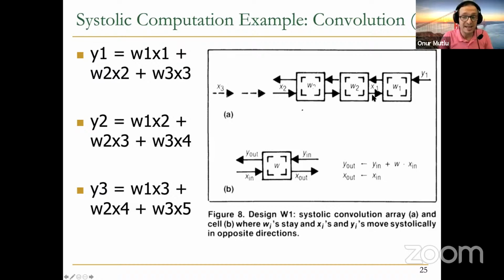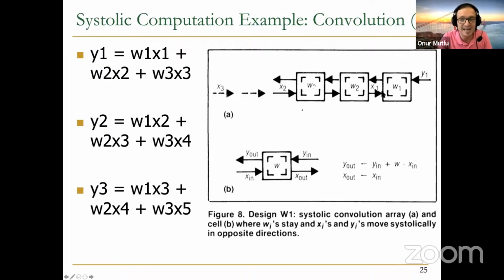And once x1 arrives here, you should also have y1 arrive here. Okay. Once x2 arrives here, you should also have y2 arrive here. Okay. Basically, you need to make sure that the data flowing from the left and the output that you're going to accumulate into, flowing from the right, come at the right times. That's what I mean by orchestrating the data flow.